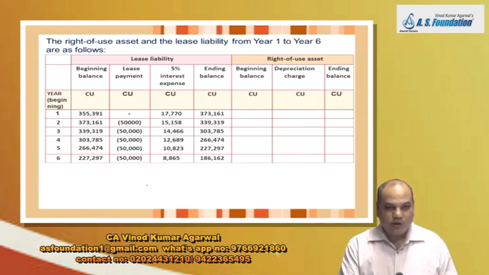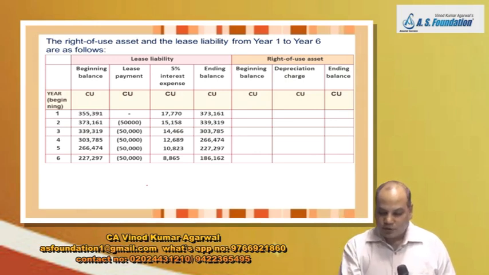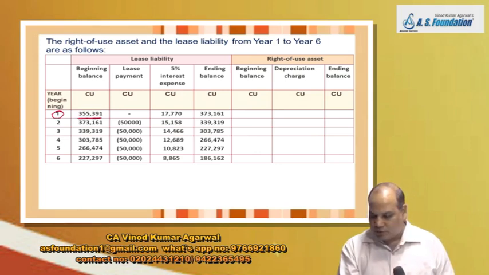So up to the end of 6th year we will prepare liability account. The original liability was 4,05,391, remember, but 50,000 was paid in advance in the first year. So my liability is 355,391. Interest will accrue for that year. So my closing liability will become, check the answer, 373,161.